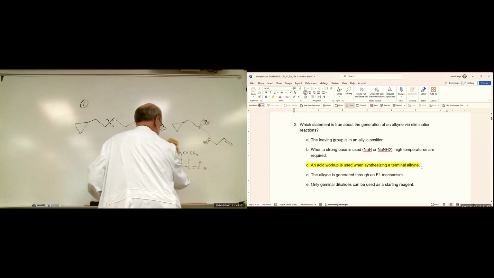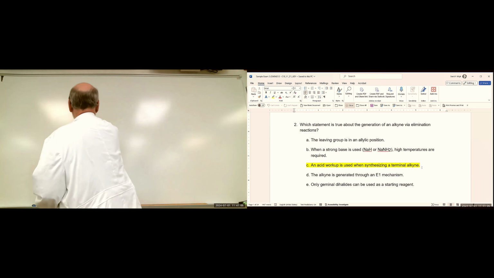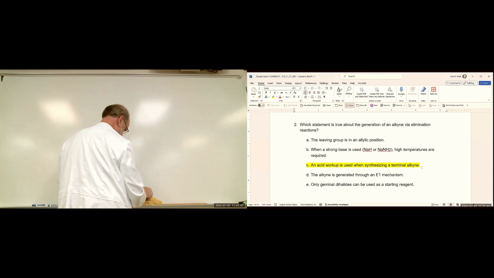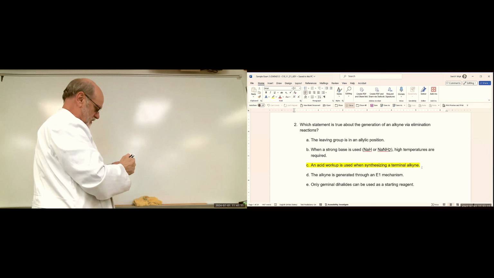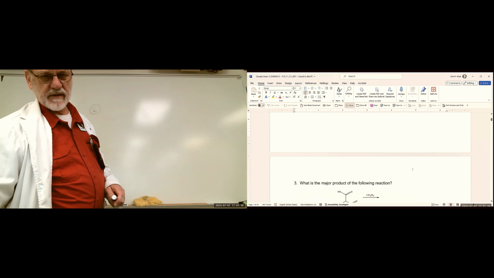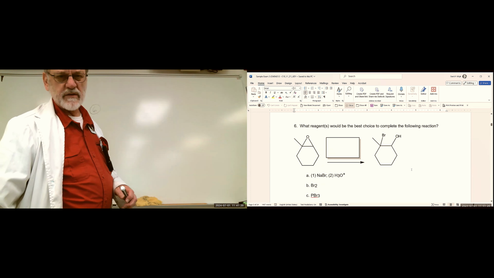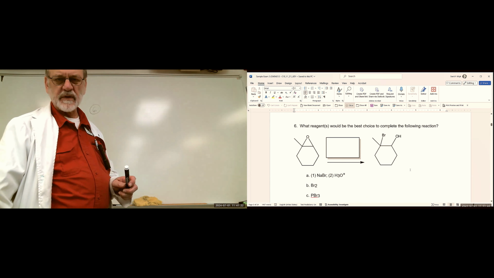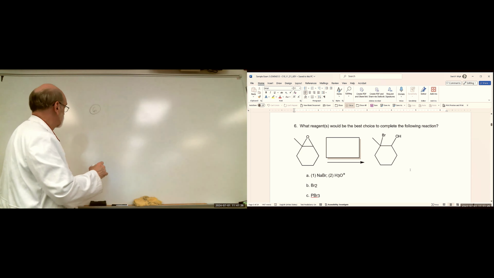All right. What about 6? Six, six, six. Here we go. What reagent would be the best choice to complete the following reaction? Okay, that's a weird one.